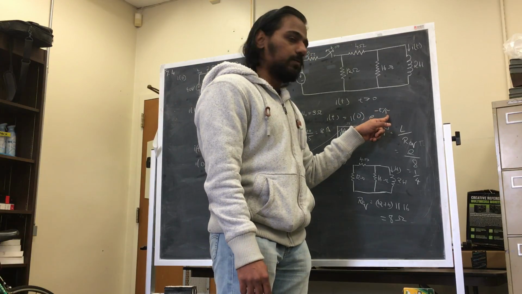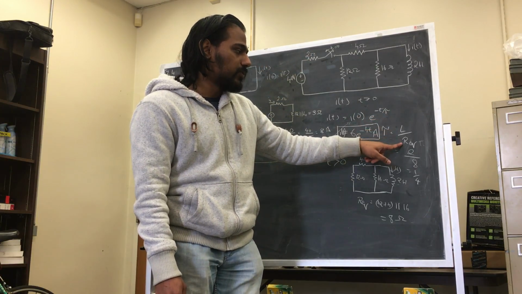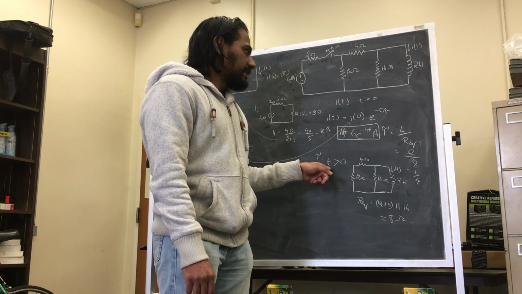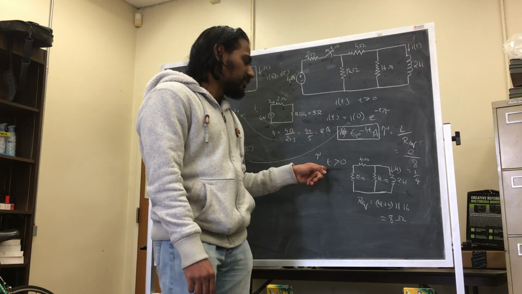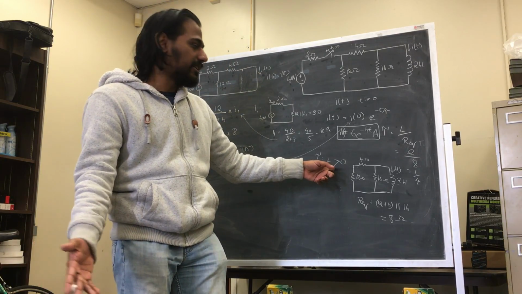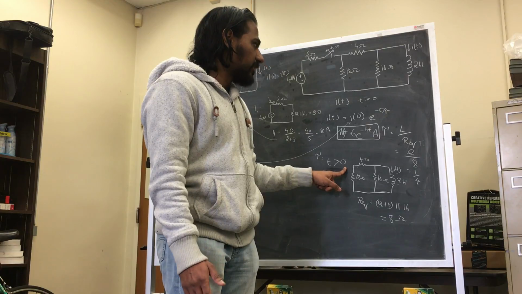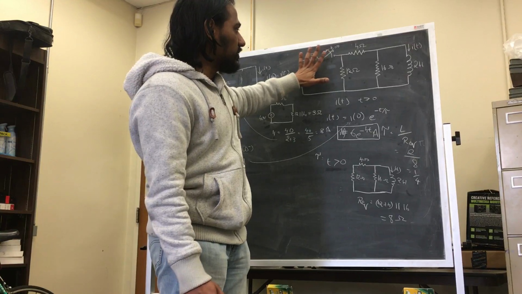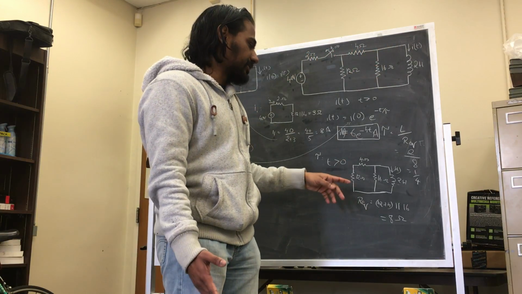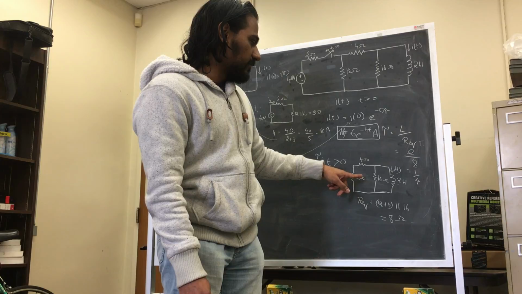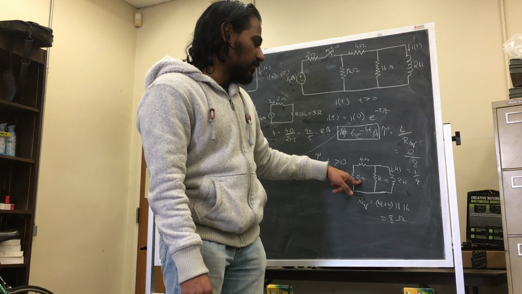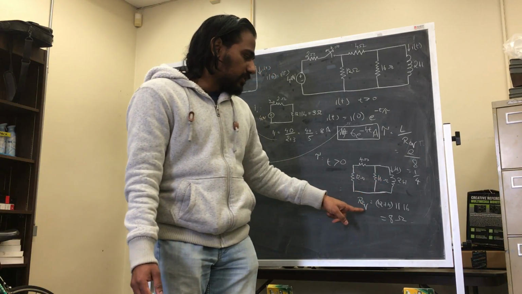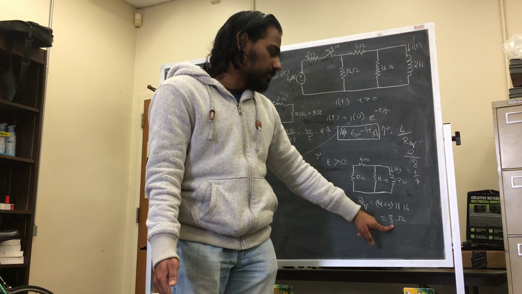Now you have to find tau. Tau is L by R equivalent, the equivalent resistance. To find the equivalent resistance, assume time is greater than 0. When time is greater than 0, the switch is open, so only this part of the circuit is operational. You have the 4 ohm resistor in series with the 12 ohm resistor, and they are both in parallel with the 16 ohm resistor. So you get the equivalent resistance as 8 ohms.